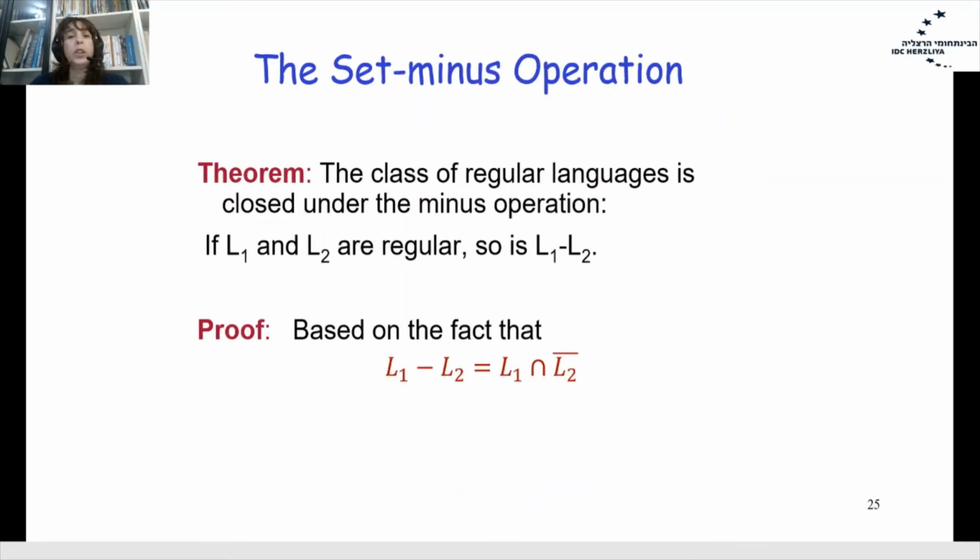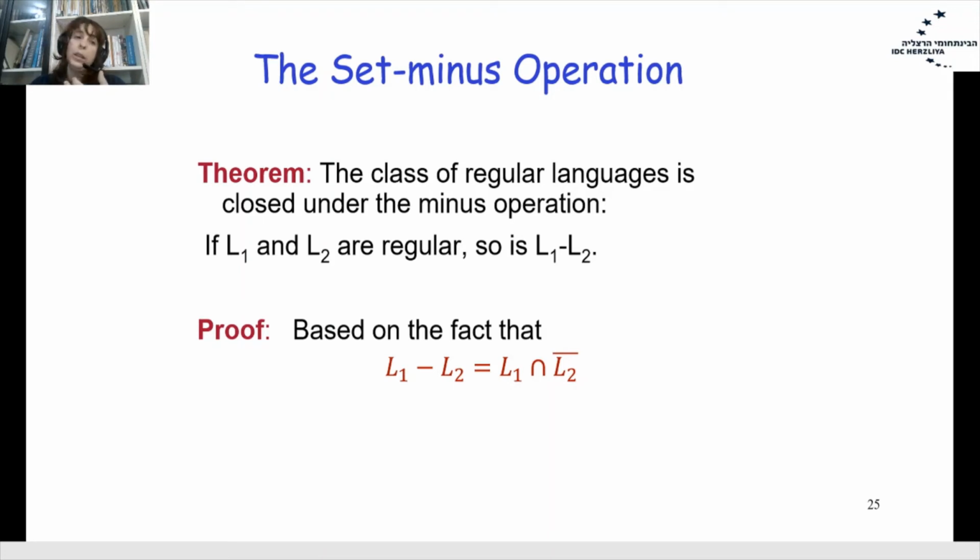The next operation is the set minus operation. The class of regular languages is closed under the minus operation. That means if we have L1 a regular language and L2 a regular language, then L1 minus L2 is also a regular language. To prove this fact, we can build an automaton, or we can use what we learned before in set theory. L1 minus L2 can be defined as L1 intersection L2 complement.